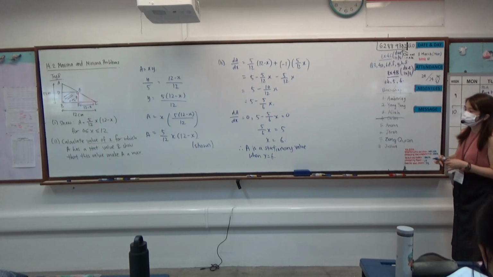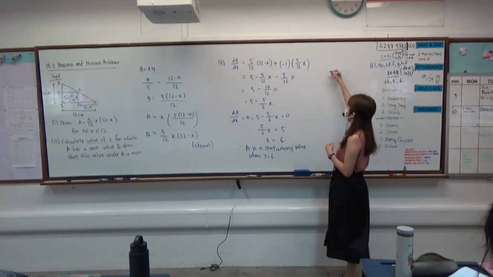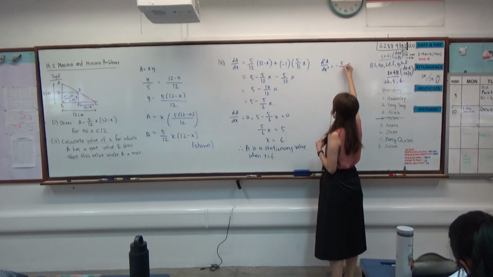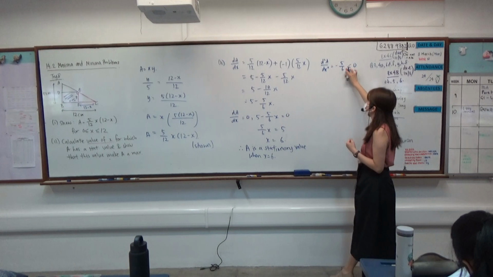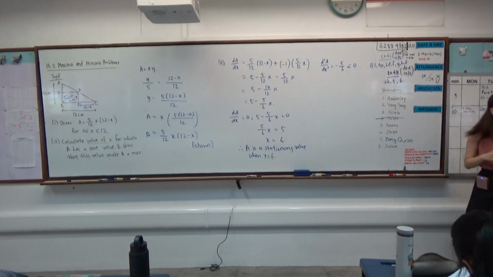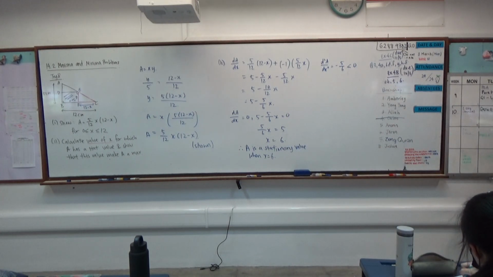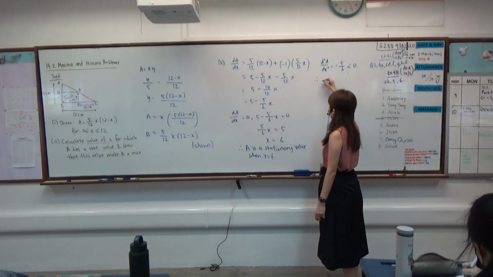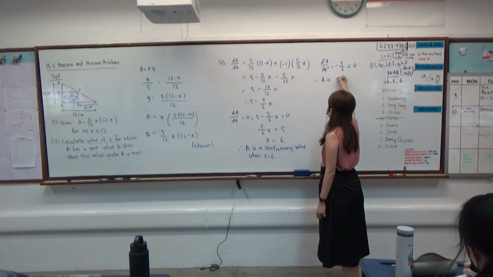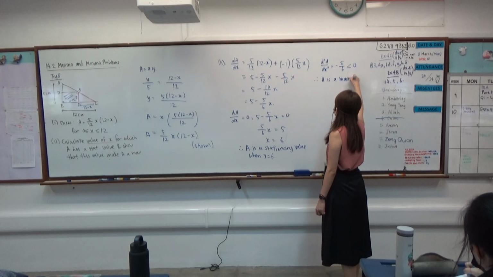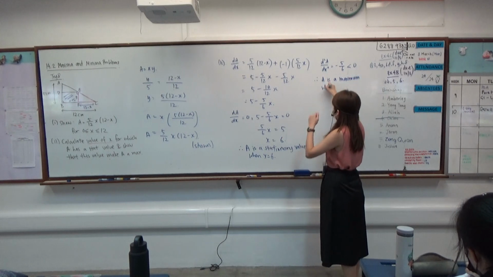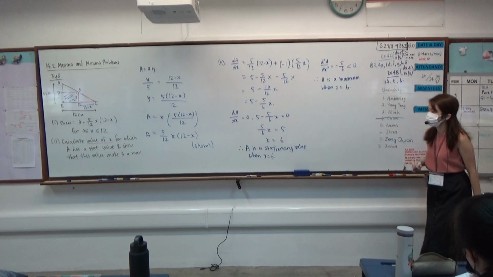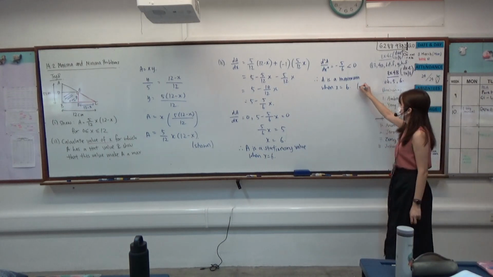Then we want the A to be a maximum, so we got to do our second derivative. And by differentiating the first derivative, we see that the second derivative is less than 0. So therefore, A is a maximum when x equals 6. And we have shown that.